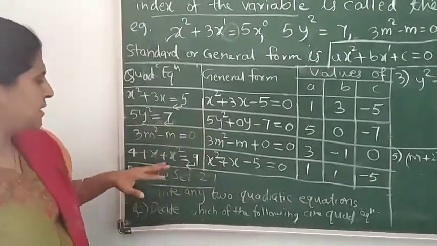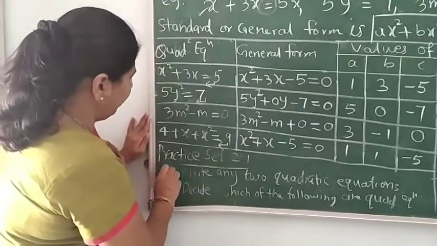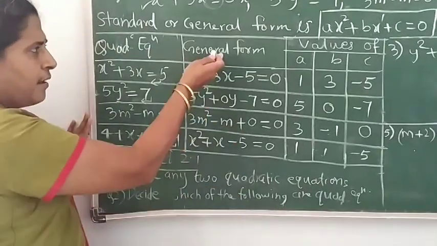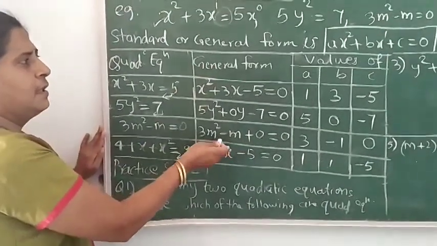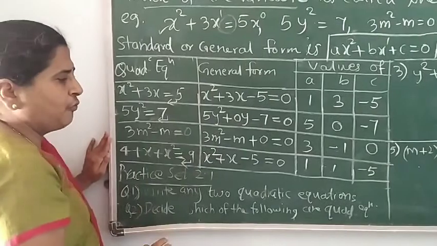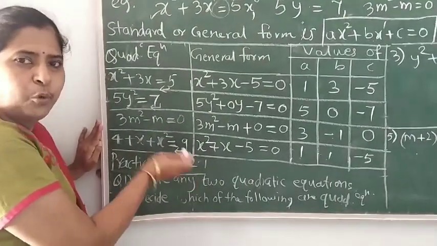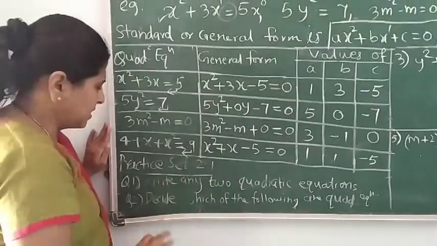For that we will see practice set 2.1. In question number 1, you are asked to write any two quadratic equations. You can write any two equations, specifically in general form. That will be your answer. This type of question is also asked in the board exam, so don't ignore such questions.